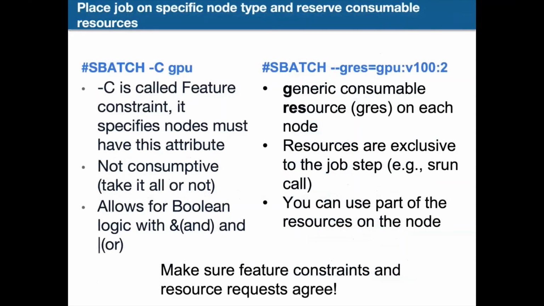Next, we talk about how to place a job on a specific node type and reserve consumable resources. There are 2 ways to do that, and I will talk about them one by one. The first one is called -C. It's a parameter for the sbatch command. The -C is called feature constraint.